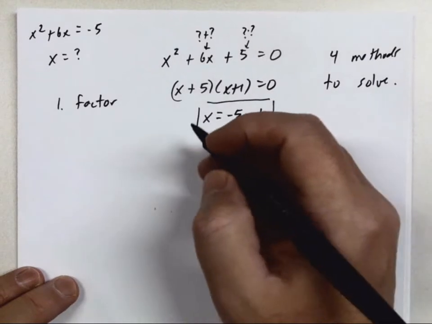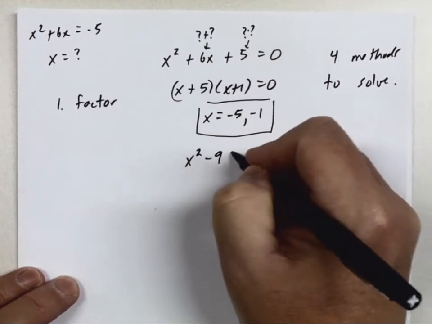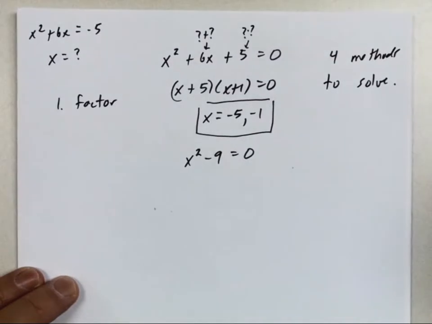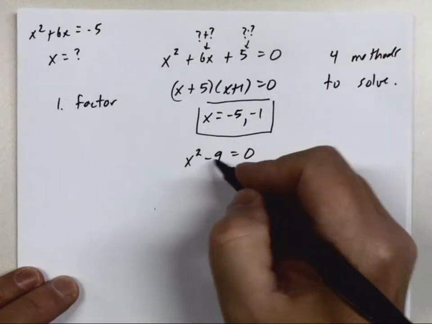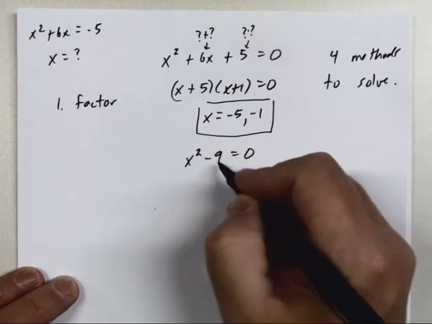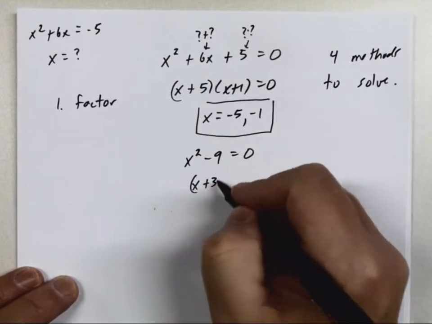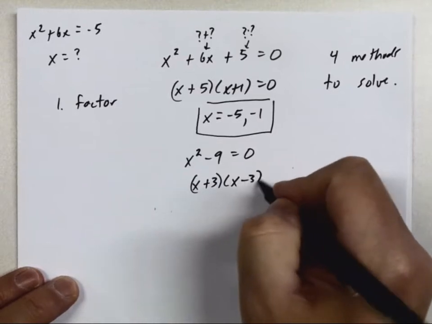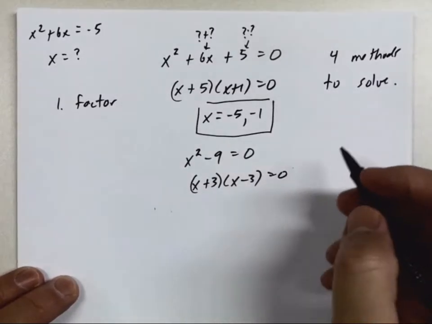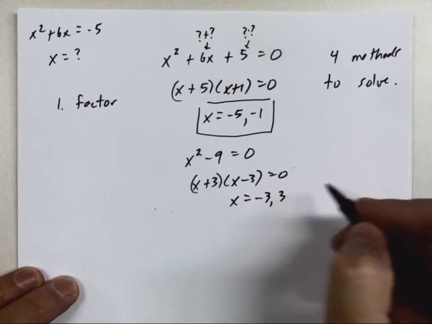Let me do another quick factoring problem. You may have something like this. I'll teach you another way in a minute that's also very easy to solve this, but for now let's just factor. This is a difference of squares, so I'm going to factor it. And then I get a solution of -3 and 3.